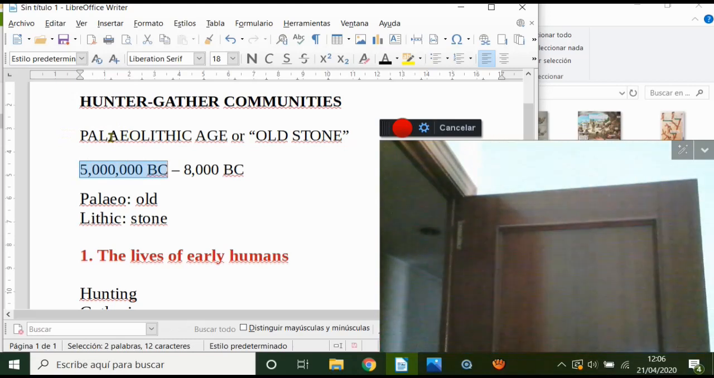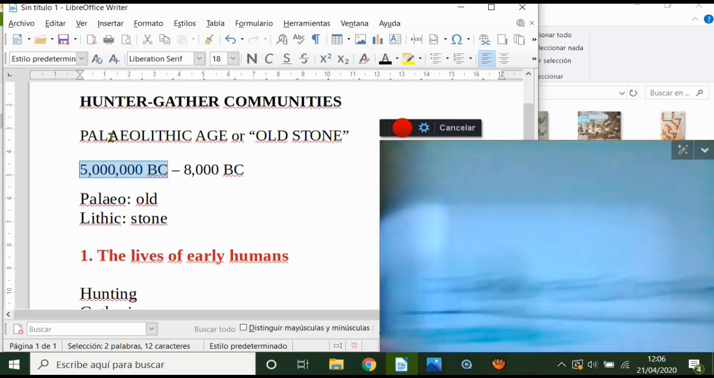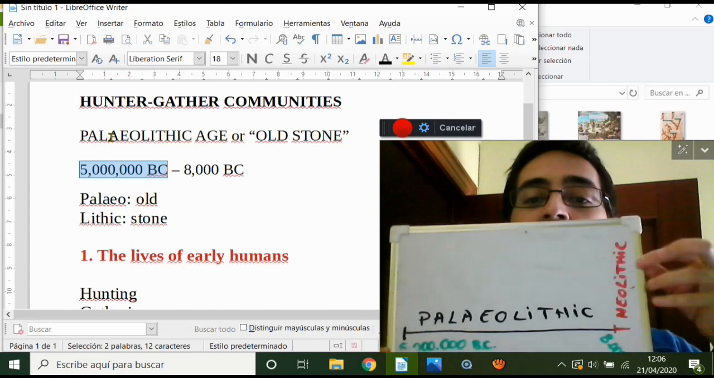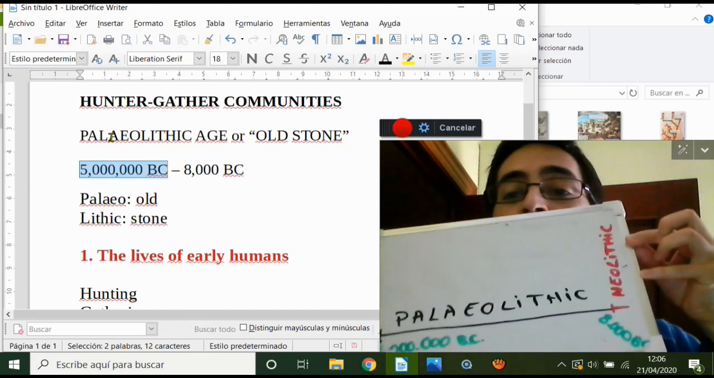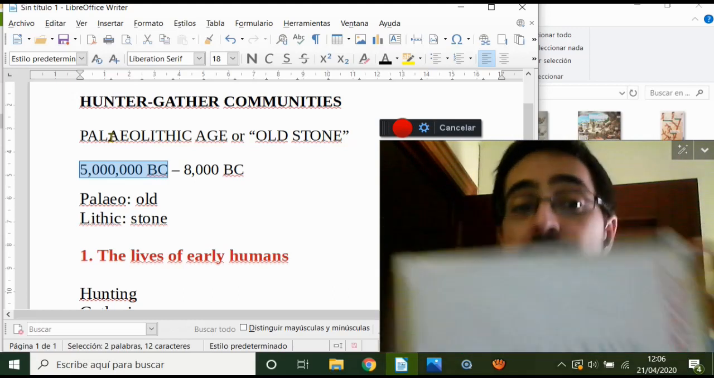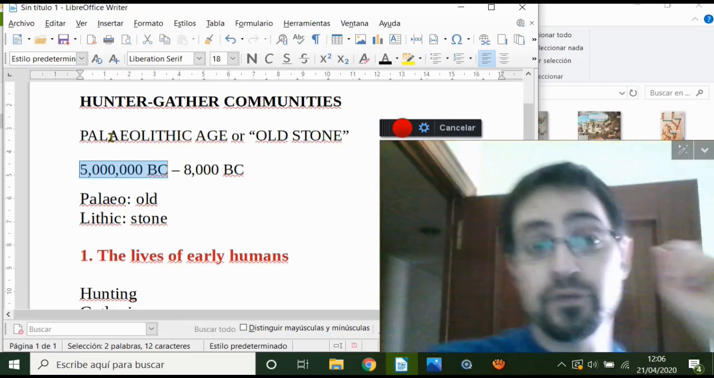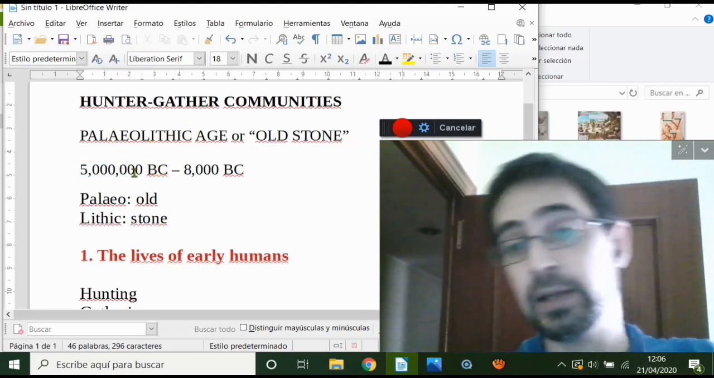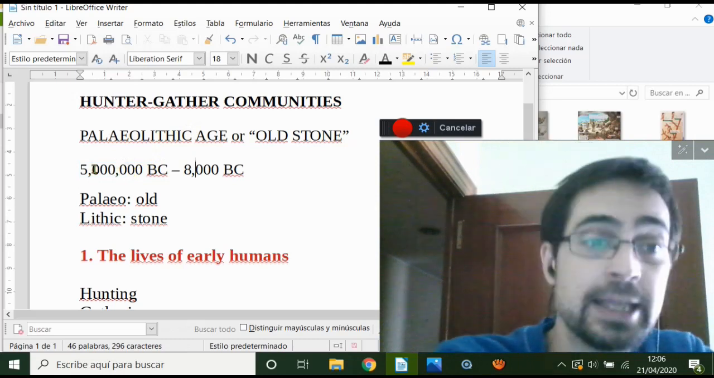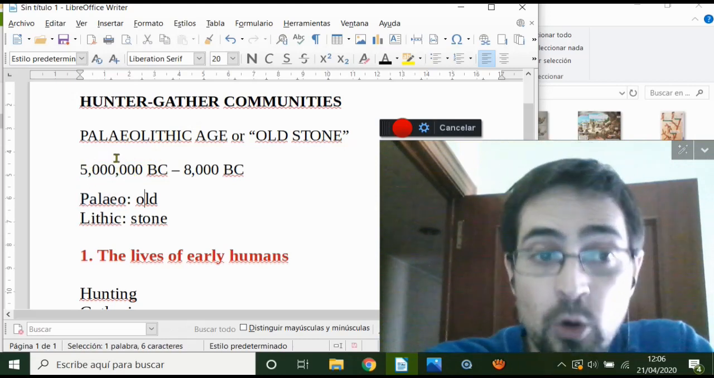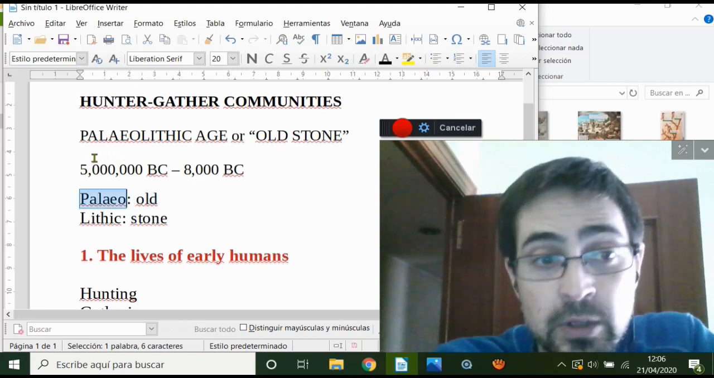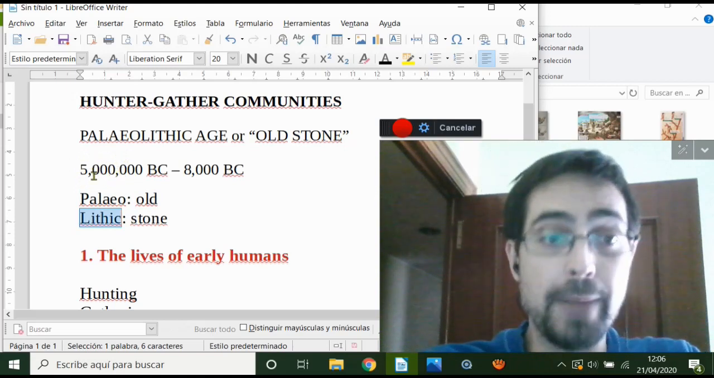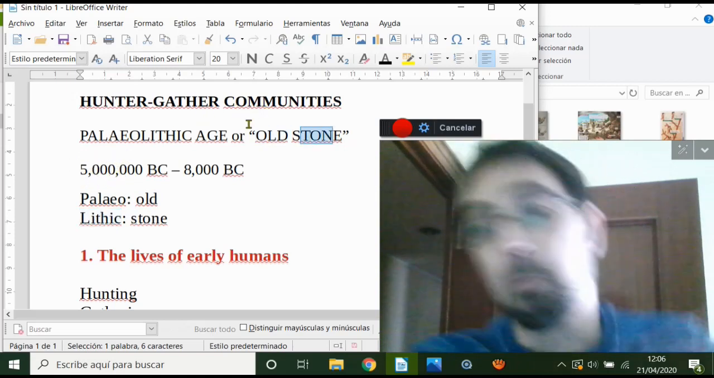We get this Paleolithic. Paleolithic, can you see it? Okay, Paleolithic. From 5 million of years ago here to the period in which it started, the Neolithic, 8,000 before Christ. So it is a very long period in which the humans developed new tools and new techniques. The meaning paleo means old, in Spanish it's viejo, and lithic, that means stone. So Paleolithic, old stone. Simple, no?